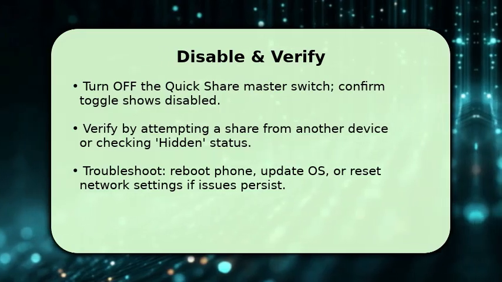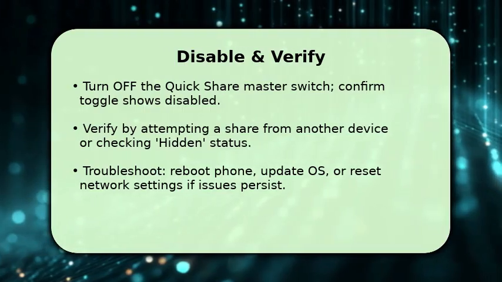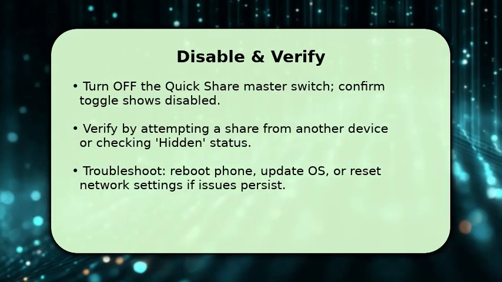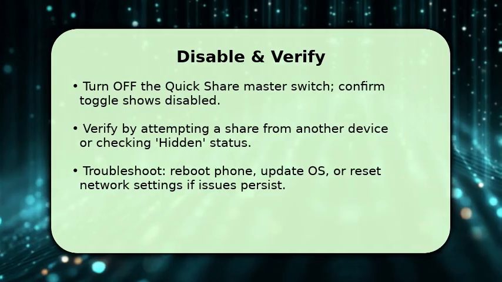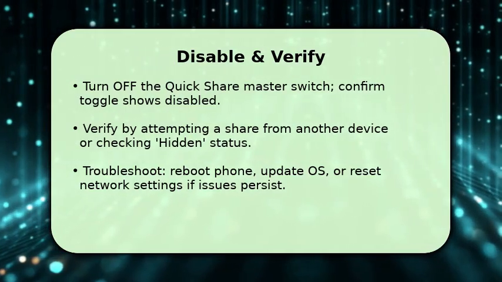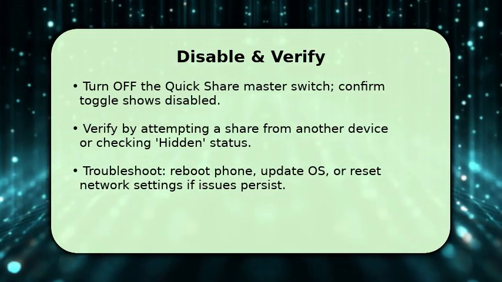Once disabled, verify by asking someone to share a file or try sending from another device. Your phone must not appear. If it still shows up, reboot the phone and check for system updates. Make sure the correct profile was changed. As a last resort, reset network settings. This preserves data while clearing sharing glitches and often fixes stubborn visibility problems.